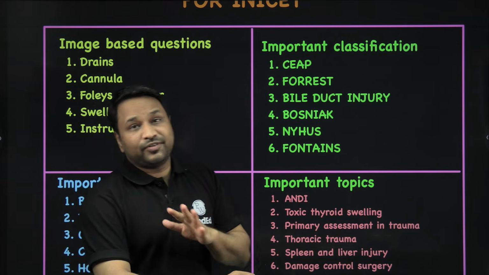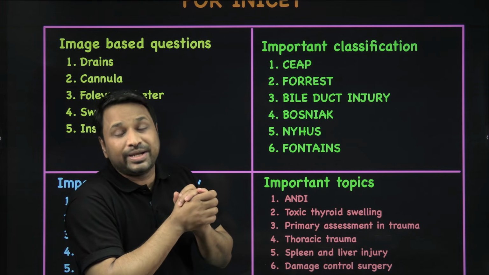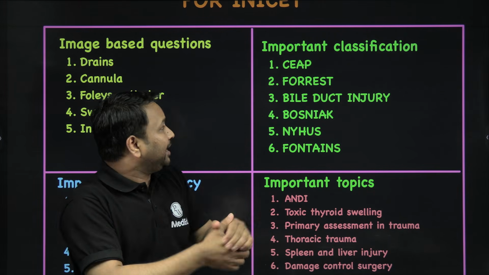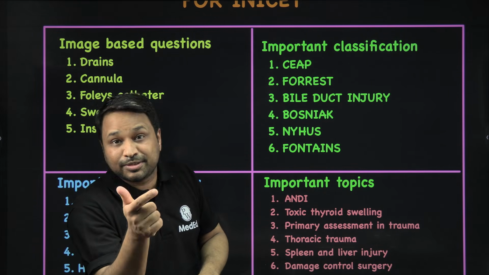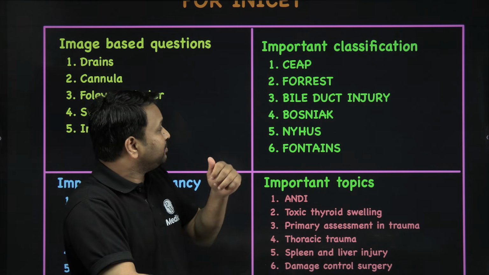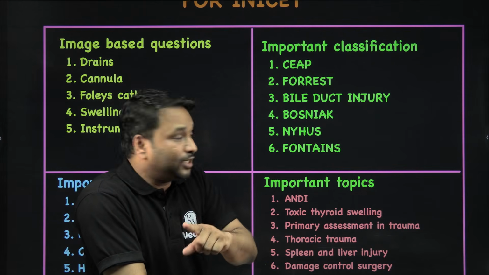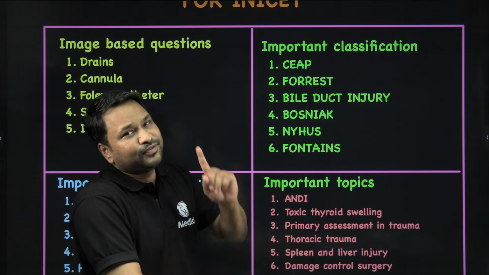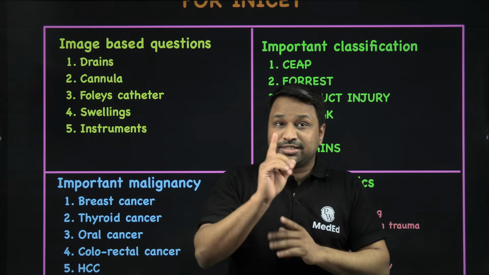Then you have important classifications. Their favorite classification is the CEAP classification of varicose veins. They've asked you again and again. Then it's the Forrest for upper GI bleed, bile duct injury, both Strasberg classification, Bismuth classification, Hanover classification is important. Bosniak for your renal cyst, Nyhus is for your hernia classification, and Fontaine's is for limb ischemia, that is for chronic arterial occlusion. All of them are important classifications that you need to remember.